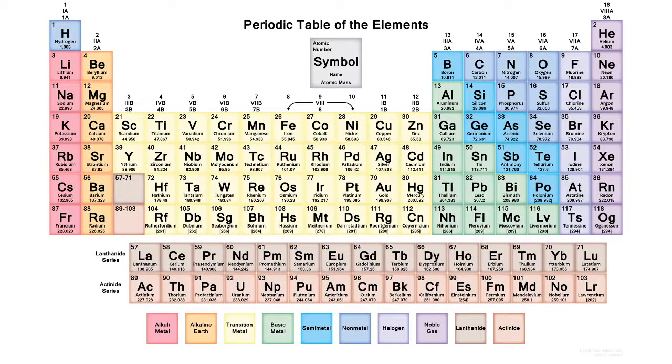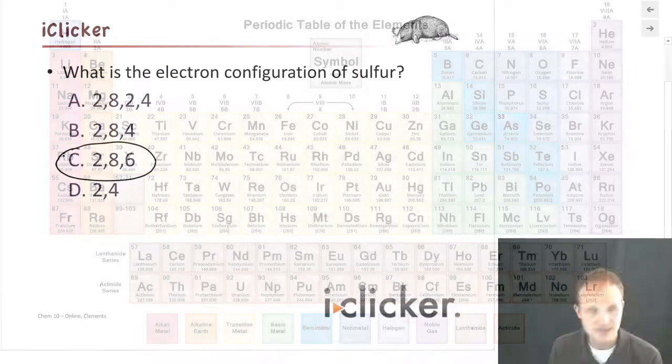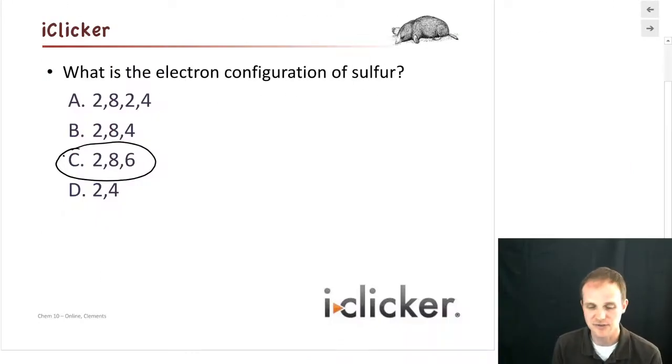Alrighty. So we look at our periodic table. Sulfur there is in the third row, the third period. It is number 16. We know there's two in the first row. We count across lithium, beryllium, boron, carbon, nitrogen, oxygen, fluorine, neon. Eight in the second row. And we count across sodium, magnesium, aluminum, silicon, phosphorus, and sulfur. Six in the third row. So we have a configuration of 2, 8, 6. And hopefully that's what you answered for sulfur.